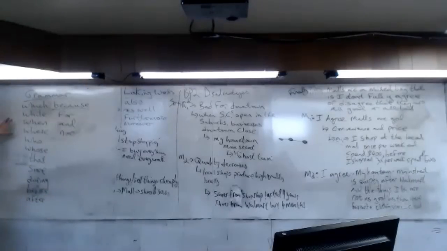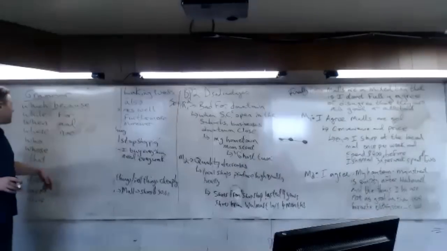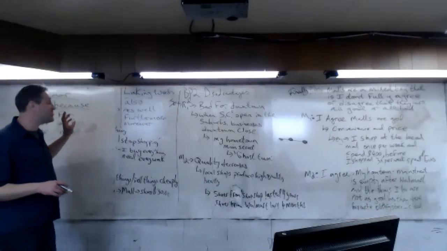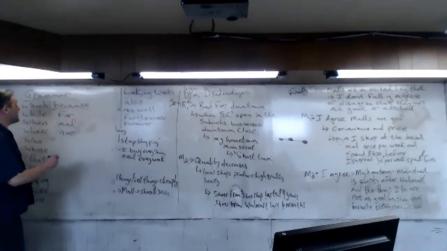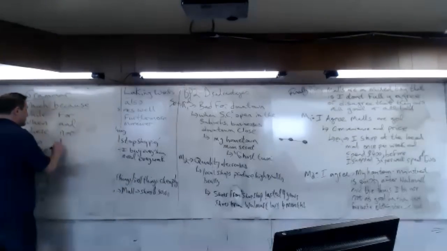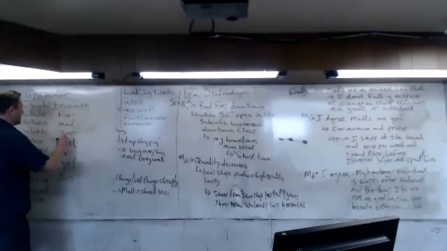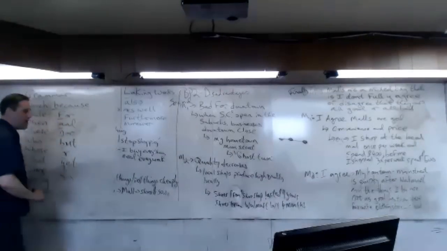You're welcome. So here we're getting into grammar. These are the words that give you your grammar score. Which, while, when, where, who, whose, whom, that, since, during, before, after, because, and many other subordinating conjunctions, and coordinating conjunctions: for, and, nor, but, or, yet, so. An easy way to remember: F-A-N-B-O-Y-S, fanboys.